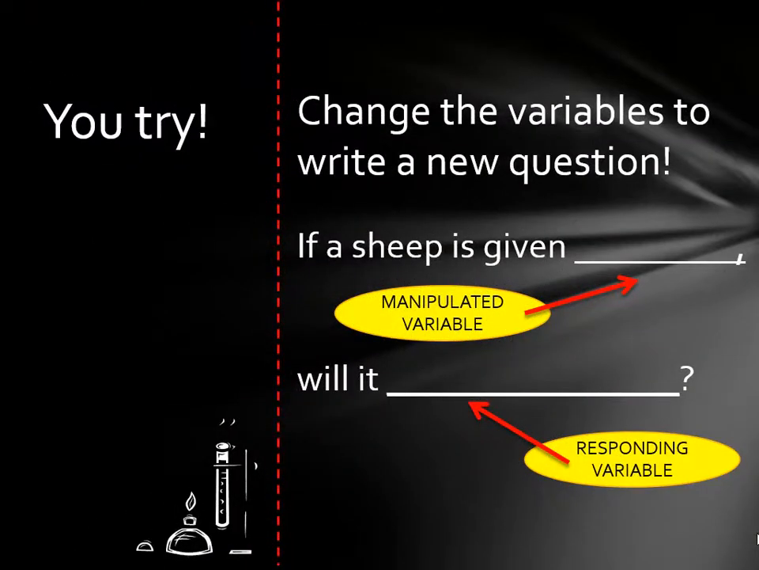Now you try. Change the variables to write a new question. If a sheep is given, insert your own manipulated variable here, will it insert your own responding variable here? Write your own question in your notes right now.